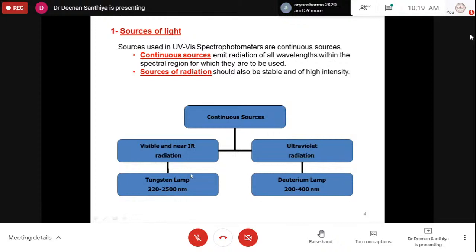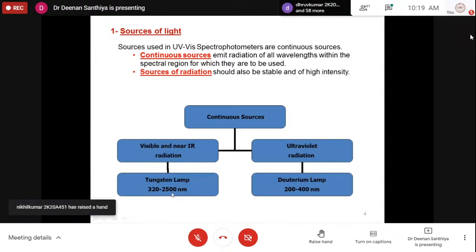From 320 to 2500 nanometer. Strictly speaking, the visible region is from around 200. This I will correct. Here it is 200 to 400, so 400 to 800, leaving this near IR part. So the visible region contains 400 to 800 nanometer.